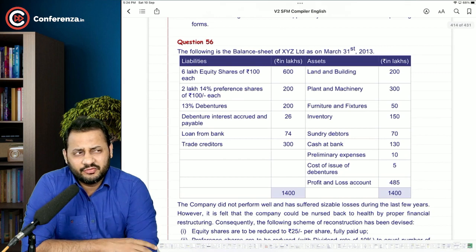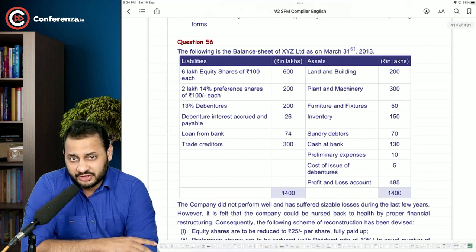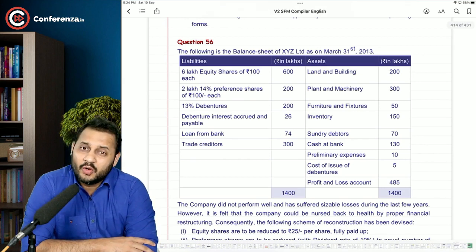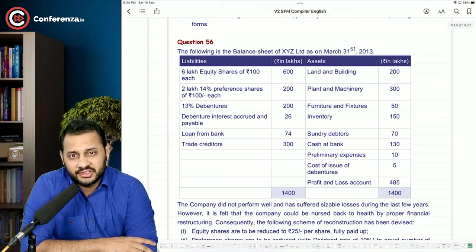Financial reconstruction. If you might have learned about this concept of reconstruction account, preparing a reconstruction account in the accounts subject in, I think, CA Foundation or CA Inter. It is related to the same thing.